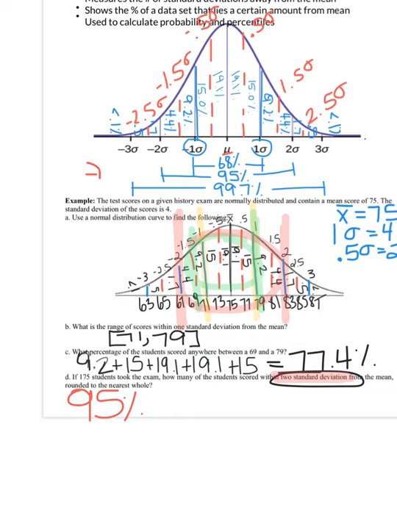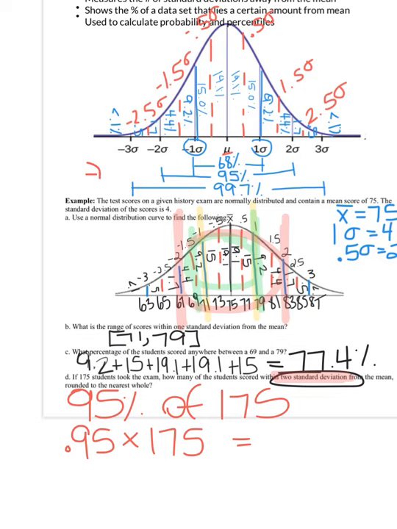Okay, so the question though is not what percentage of students scored, it's how many of them. So it's 95% of the 175 students. So to figure that out, you would do 0.95 times 175. And 0.95 times 175 rounded to the nearest whole gives me 166 students.